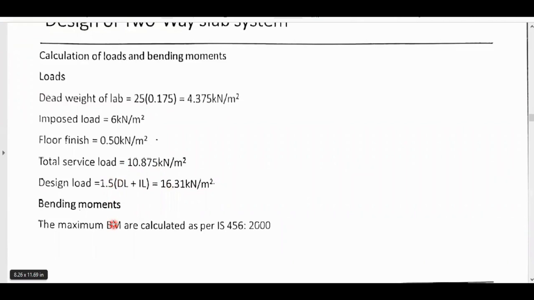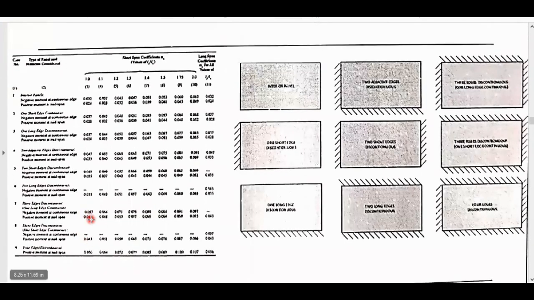Here bending moment will not be calculated as WL square by 8, as the slab is spanning in 2 directions. So we are going to use the IS 456 2000 bending moment coefficients, and we will obtain maximum bending moments. So we have this chart in IS code. This table is available in IS 456 2000 with different edge conditions. So here it is simply supported on all 4 sides.